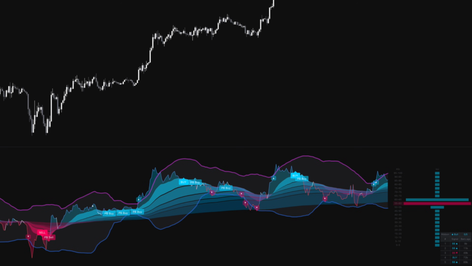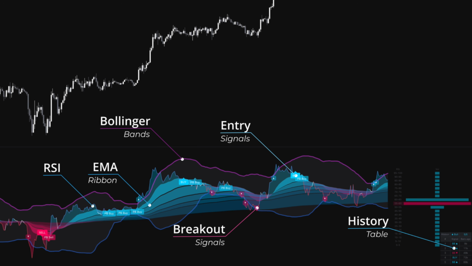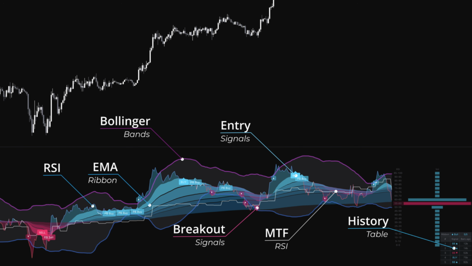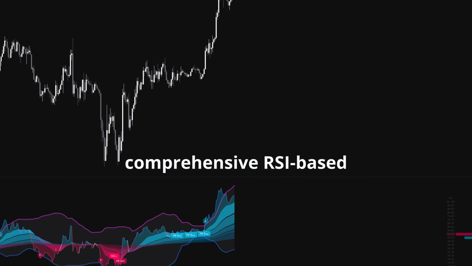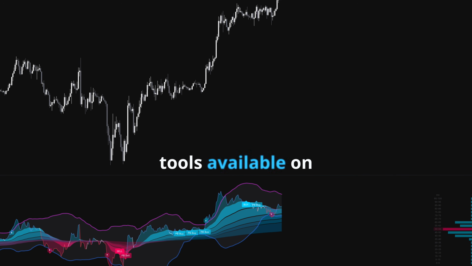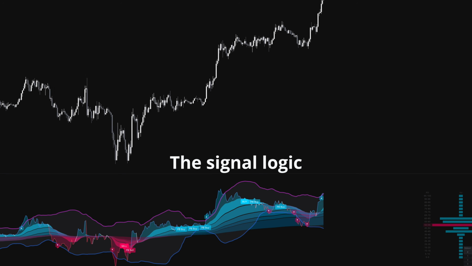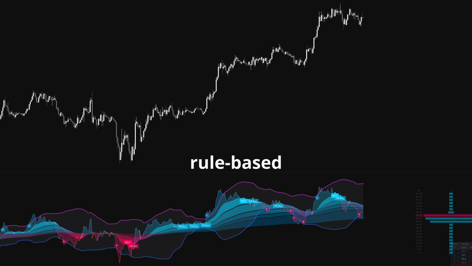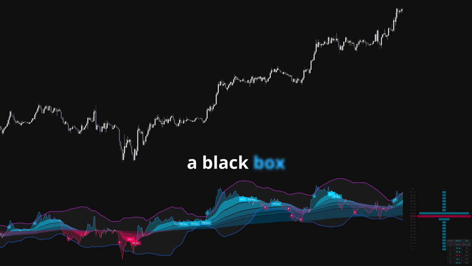The ribbon, Bollinger Bands, and divergence logic from the base version remain intact, and the addition of structured entry signals, a signal history table, RSI Volume Profile, and MTF overlay makes this one of the most comprehensive RSI-based tools available on TradingView. The signal logic is transparent and rule-based, which keeps it practical rather than a black box.